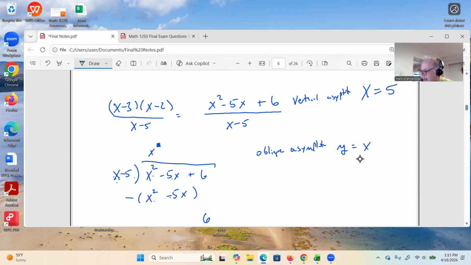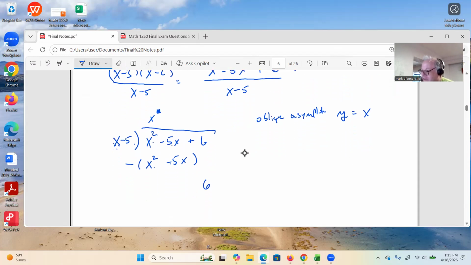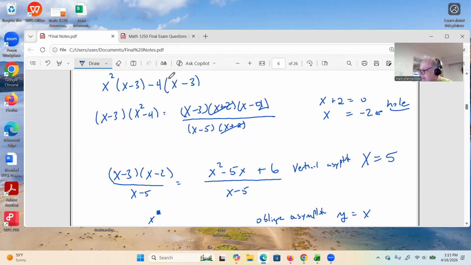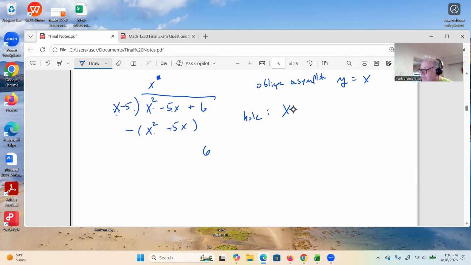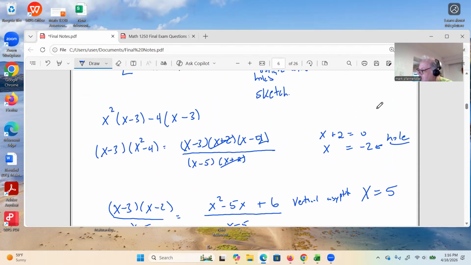As y is equal to x. Okay, now we also have to deal with the location of our hole. Okay, and what did we find out the location of the hole is? It was x is equal to negative 1, or negative 2 rather, x is equal to negative 2 up from up here.